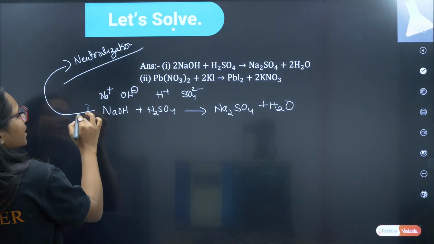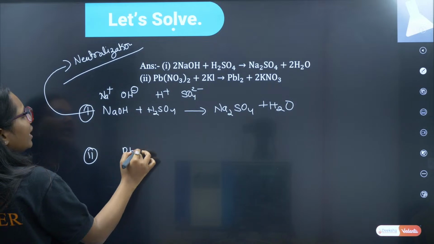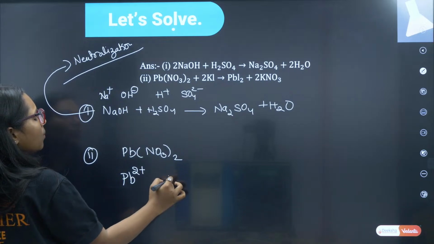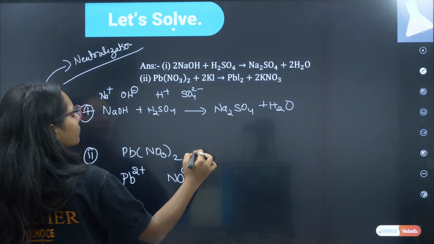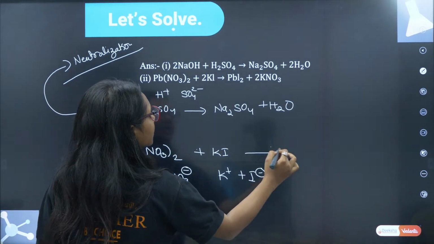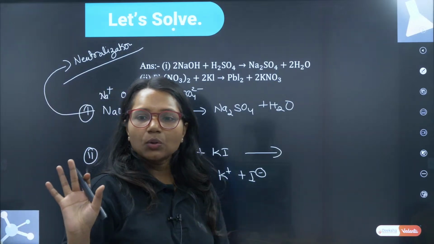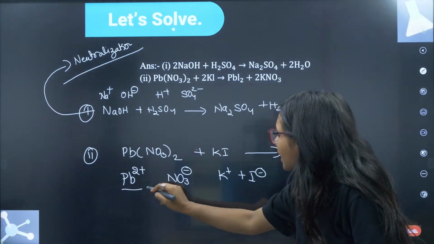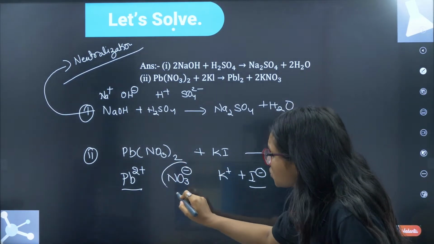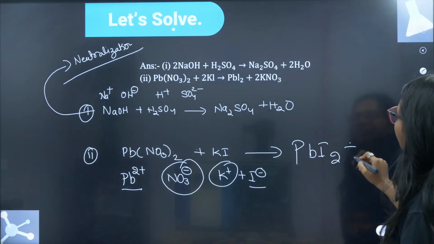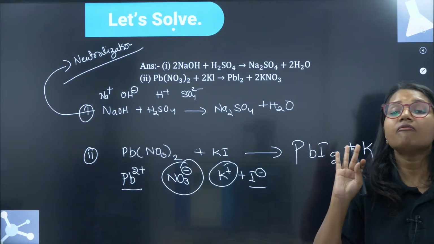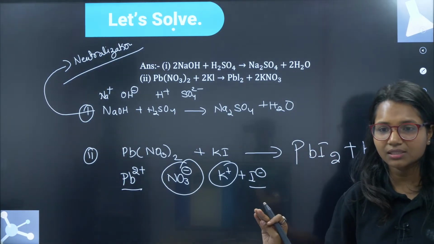In the second case, here Pb(NO3)2 means lead 2 plus and NO3 minus, plus KI. KI means K plus and I minus. Okay, so what is it going to do? Understood? Lead will combine with I. It will form PbI2. Nitrate will combine with K plus. It will form KNO3. Again, you don't have to remember the formula of the complex.